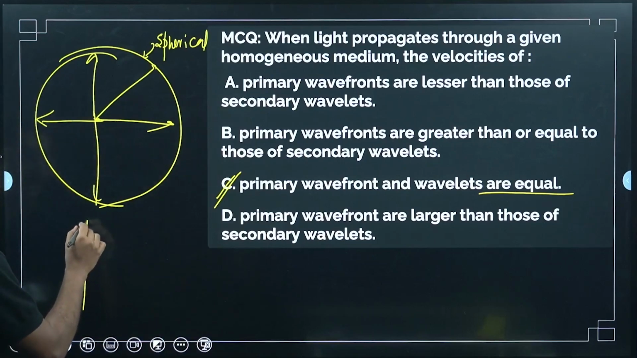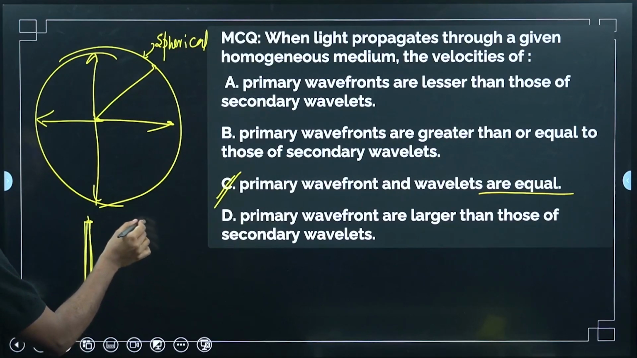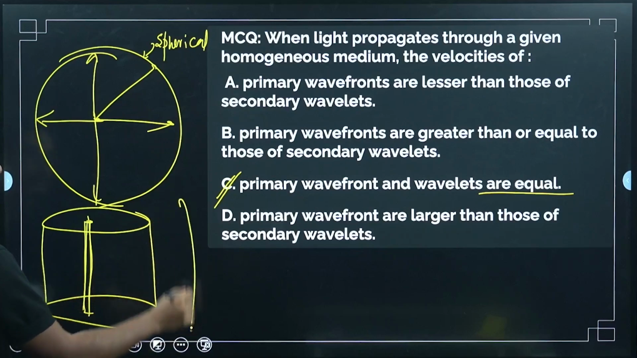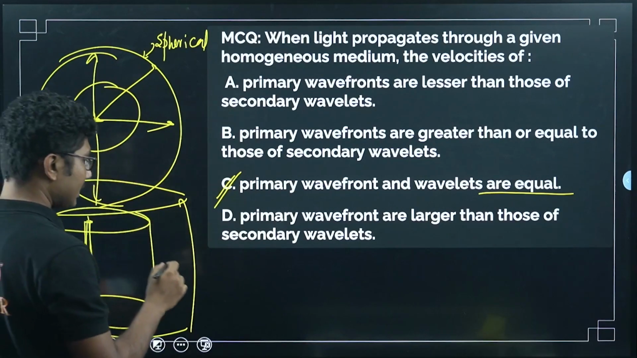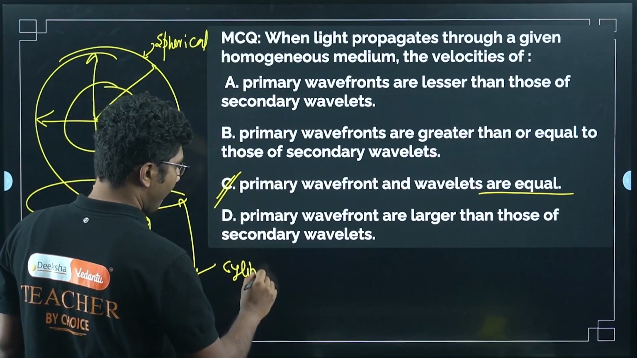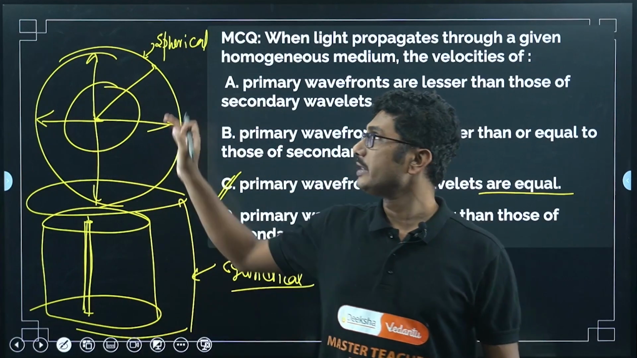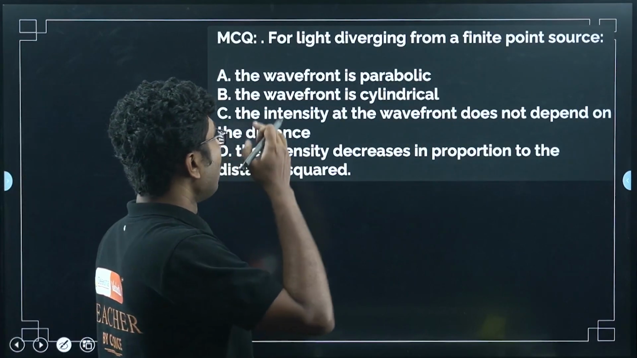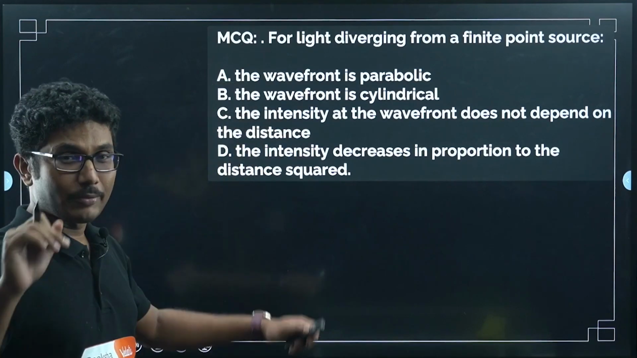And if the source is like a tube light, that is an extended line source, then the shape of the wavefront is basically cylindrical. Concentric cylinders will be the wavefronts. In this case, concentric spheres will be wavefronts. So for a line source, the shape of the wavefront is cylindrical, and for a point source, the shape of the wavefront is spherical. You should remember these two as well, along with whatever we have learned. Now, for light diverging from a finite point source, the wavefront is parabolic, as I said.